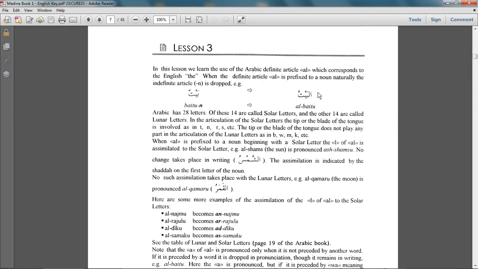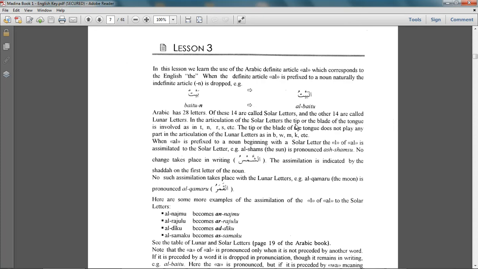Arabic has 28 letters. Of these, 14 are called solar letters, huruf shamsiyya, and the other 14 are called lunar letters. The easy way to remember is to read the first two ayahs of Surah Al-Shams: وَالشَّمْسِ وَضُحَاهَا وَالْقَمَرِ إِذَا تَلَاهَا. The alif lam on وَالشَّمْسِ is not pronounced, and that is what happens with all the solar letters. In وَالْقَمَرِ إِذَا تَلَاهَا, that alif lam is pronounced. Those letters in which the alif lam is pronounced are known as حروف القمرية. So 14 are solar letters and the other 14 are lunar letters.